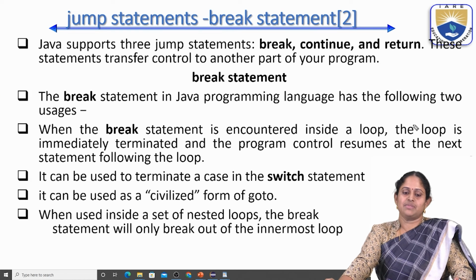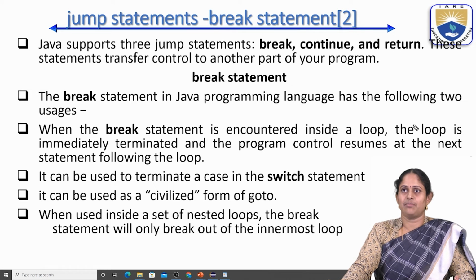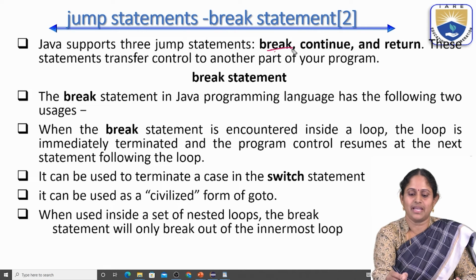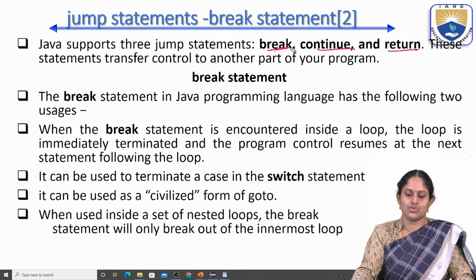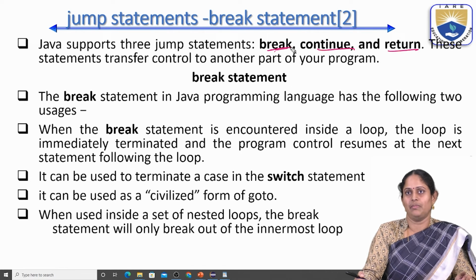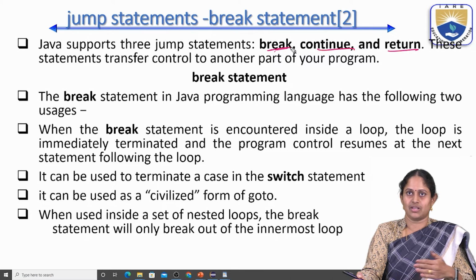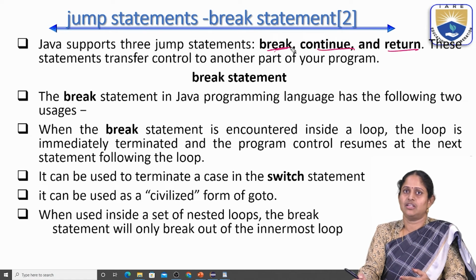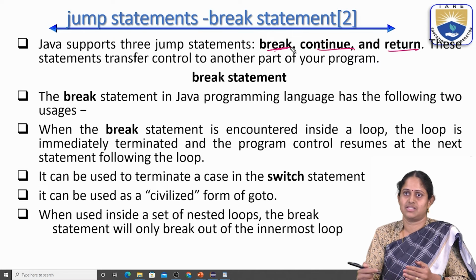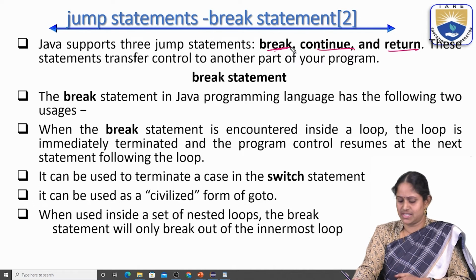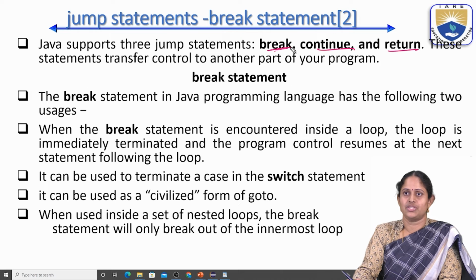Next we have jump statements. In Java there are 3 types of jump statements. They are break, continue and return statement. The break statement is used to come out of a loop. Mainly it is used inside the loop, and if we want to come outside the loop we use break statements. And we have also seen the break statement usage in switch cases.